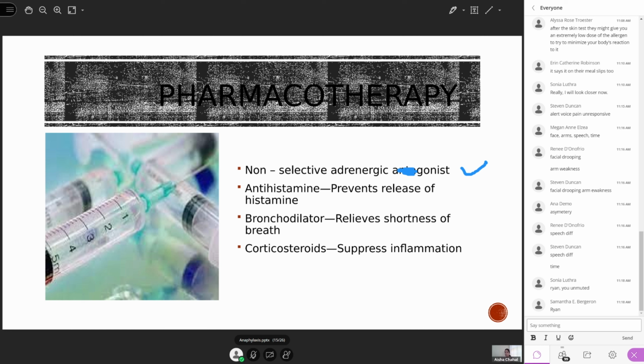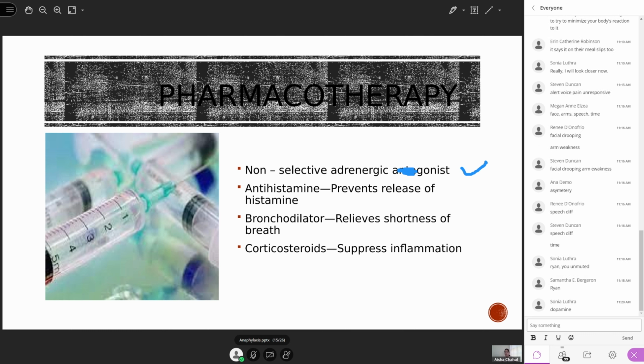Okay. The first class of the drugs that we use, and the drug that falls under this category, anybody knows that? I think you have heard of that in the lecture of shock, probably. Yeah, you did. Non-selective adrenergic agonist. It is also called vasopressor. Okay, dopamine. Yeah, it is also called the vasopressor. Very good, Sonia.